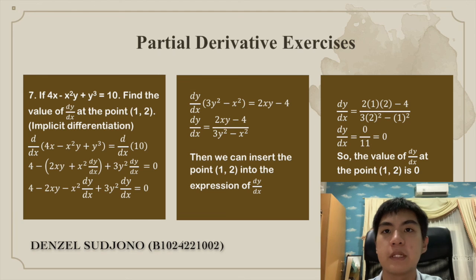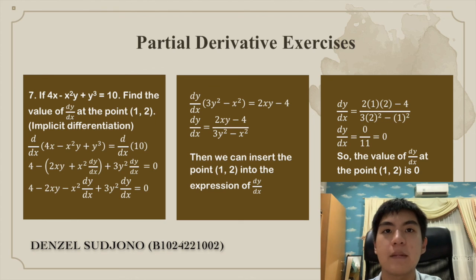Number 7. If 4x minus x to the power of 2y plus y to the power of 3 equals 10, find the value of dy per dx at the point 1 and 2. To find dy per dx, we need to do implicit differentiation, where we differentiate both sides of the equation with respect to x and we treat y as an implicit function of x.